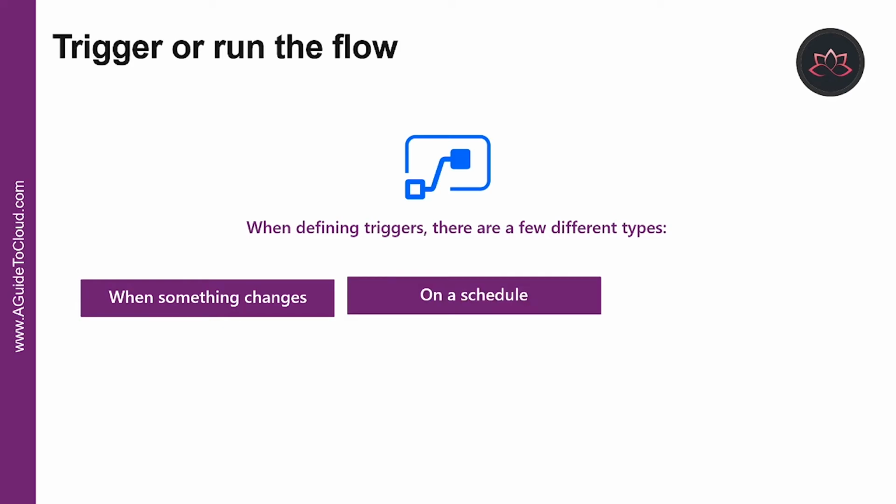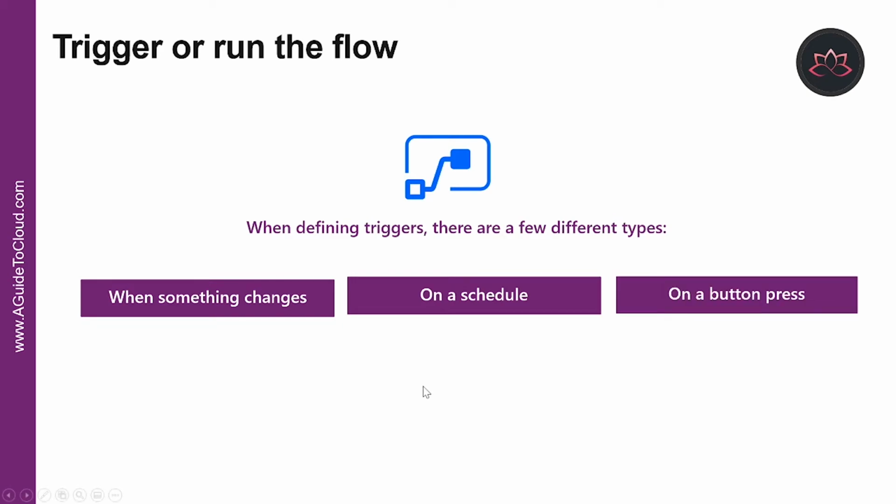The next type is on a schedule. You can set up a flow to be triggered at a certain time of a day and with a recurrence. This allows for processes such as checking every day at 8 a.m. to see if there are account renewals pending, and if so, sending an email to the necessary people.